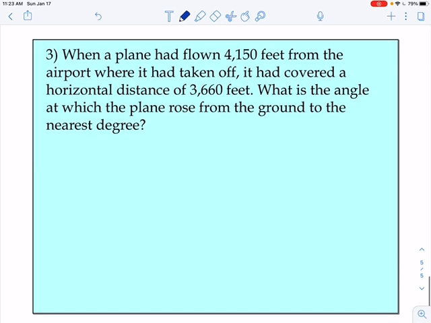Okay, and then again, you can be given a problem where you have no picture and you're going to have to come up with a picture on your own. So when a plane had flown 4,150 feet from the airport where it had taken off, it had covered a horizontal distance of 3,660 feet. What is the angle at which the plane rose from the ground to the nearest degree? Okay, so again, I know I have to have a right triangle here. Okay, so the plane's going to take off, and again, just remember this horizontal part is your ground.